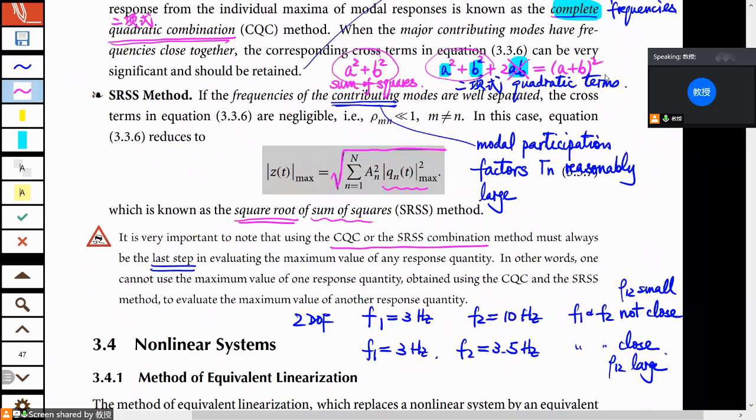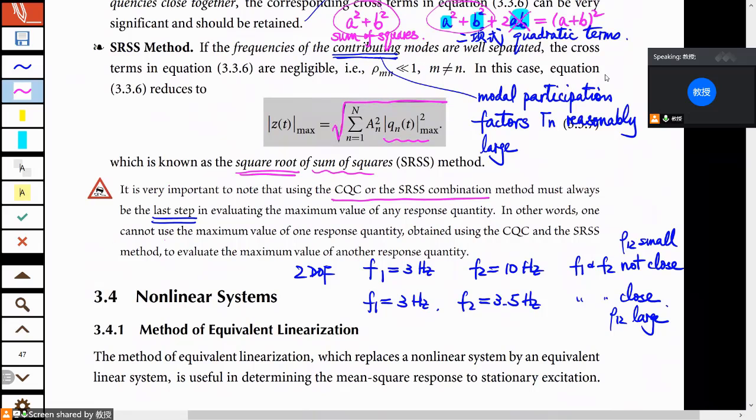Okay, so that's what it says. In other words, one cannot use the maximum value of one response quantity, for example V CQC, obtained using CQC to evaluate the maximum value of another response quantity, M CQC. Okay, so for each quantity, we have to go through CQC or SRSS to find the maximum value.